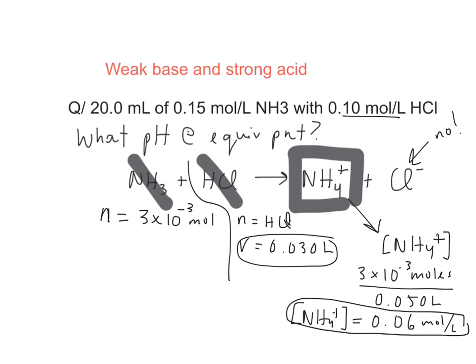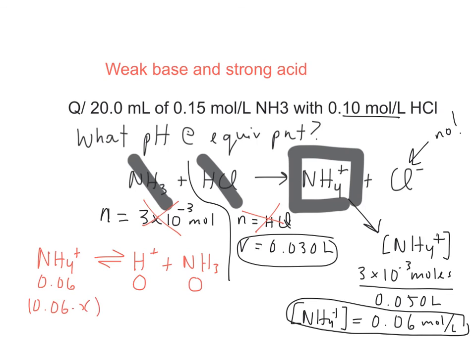Okay, so here's my equilibrium system. I have produced some ammonium, which is the conjugate acid of the weak base ammonia. It's going to act as an acid, dump off a proton to form its conjugate base. So in your ICE table, you're going to have 0.06. You're going to have 0 because you've used up all of this acid, right? Because you're at the equivalence point. You're going to have 0 because you've used up all of this base because you're at the equivalence point, right? So at equilibrium, I've got this, that, and that.